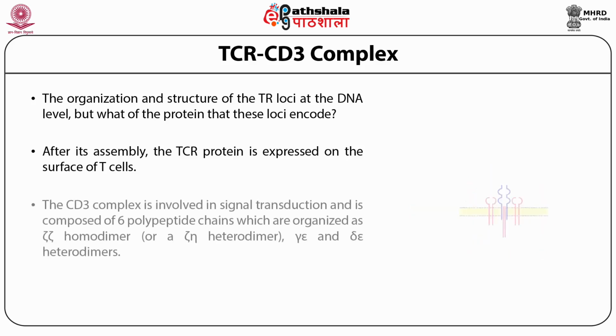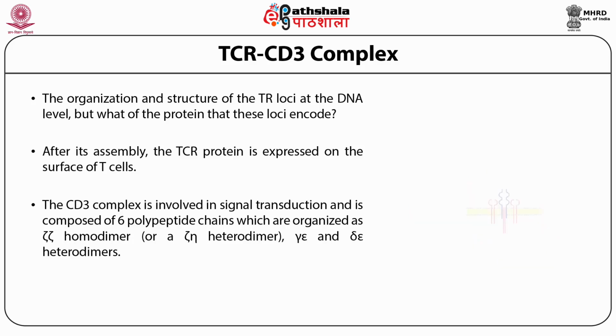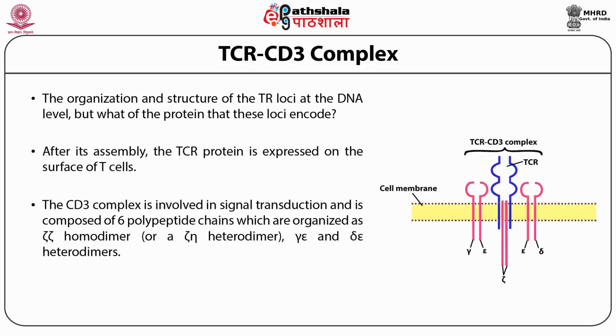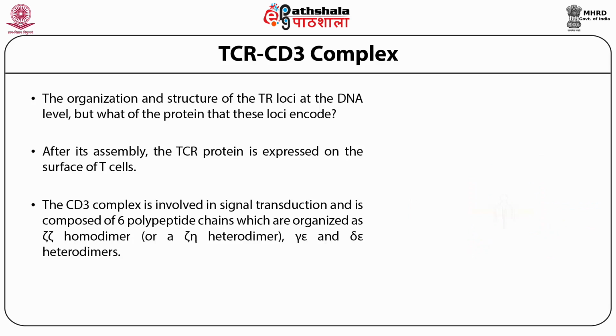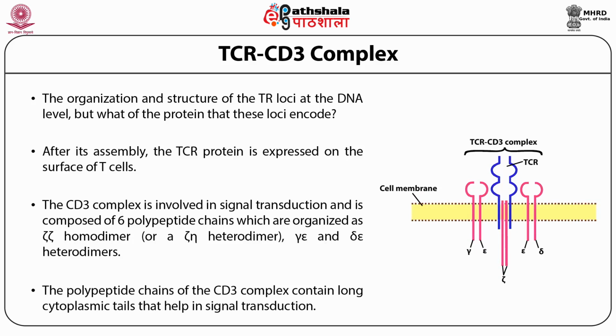The CD3 complex is involved in signal transduction and is composed of 6 polypeptide chains which are organized as zeta-zeta homodimer or a zeta-eta heterodimer, gamma-epsilon and delta-epsilon heterodimers. Although they bear the same names, the gamma and delta chains of the CD3 complex differ greatly from the gamma and delta chains of the T cell receptor. The polypeptide chains of the CD3 complex contain long cytoplasmic chains that help in signal transduction.